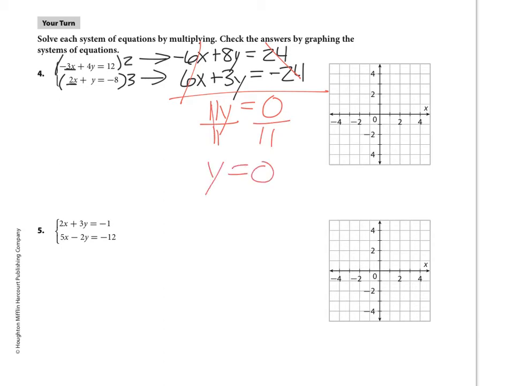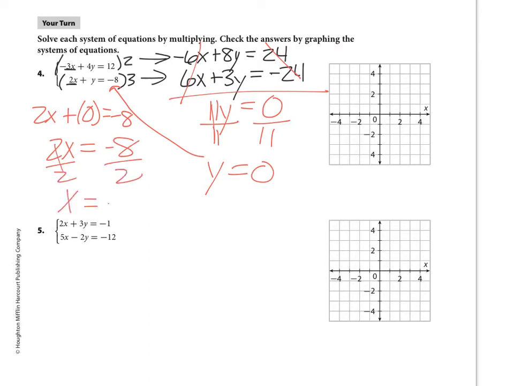Now, how do you get x? Go back and plug it into an equation. Which one? In this case, I'm just going to pick that one. So I have 2x plus y, and y is 0, equals negative 8. So I have 2x equals negative 8, divide by 2, and I get x is negative 4.